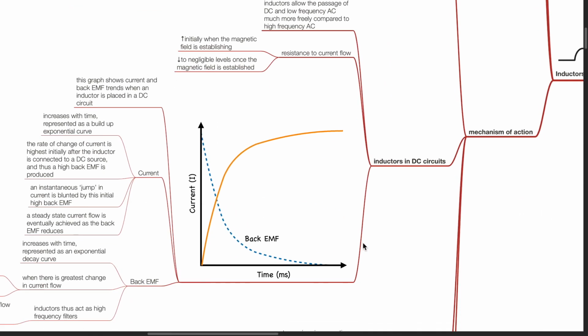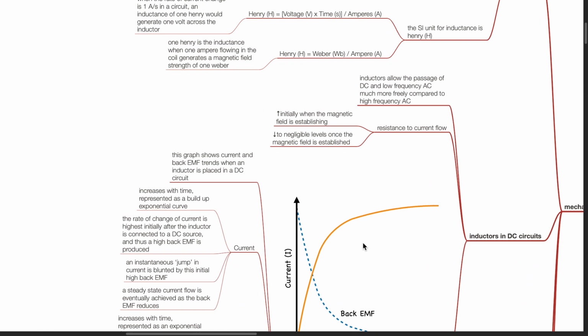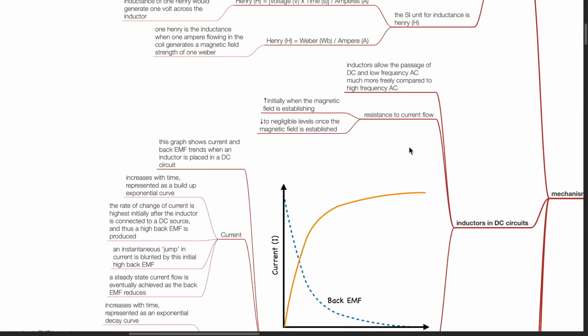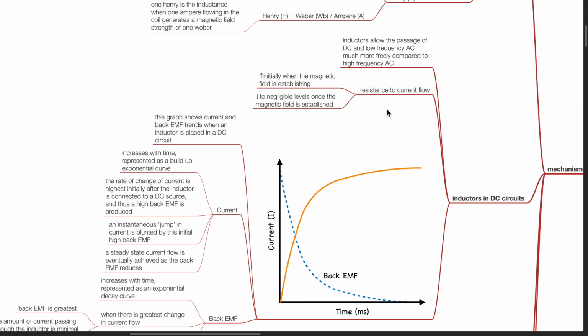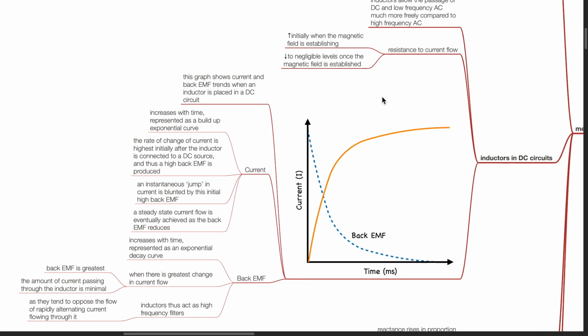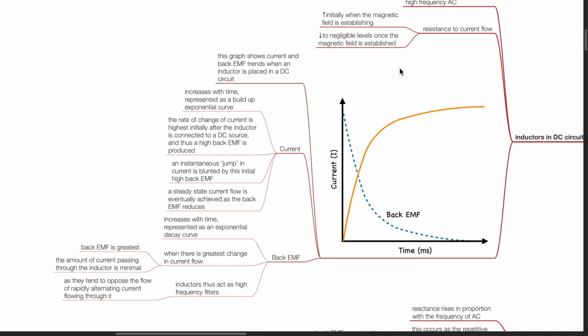Inductors in DC circuits. Inductors allow the passage of DC and low-frequency AC much more freely compared to high-frequency AC. Resistance to current flow increases initially when the magnetic field is establishing and decreases to negligible levels once the magnetic field is established. This graph shows current and back EMF trends when an inductor is placed in a DC circuit.